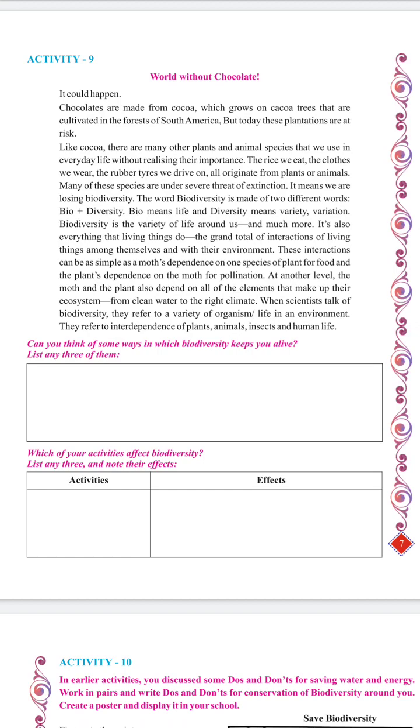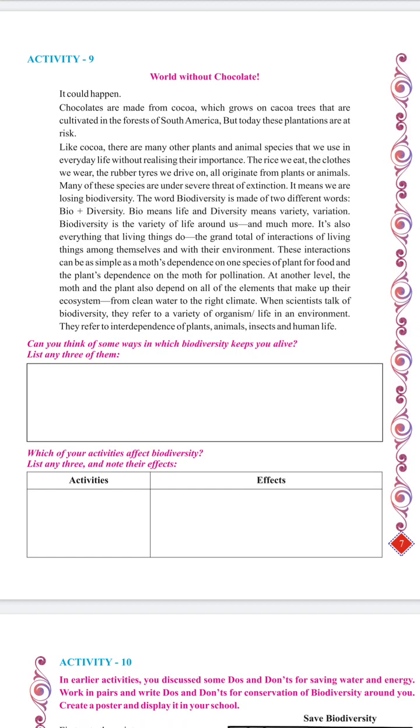It means if a thing gets extinct, it will never be seen again. So these plants and animals which are very rarely found, which are under the threat of extinction, will get extinct one day or the other. It means we are losing biodiversity.